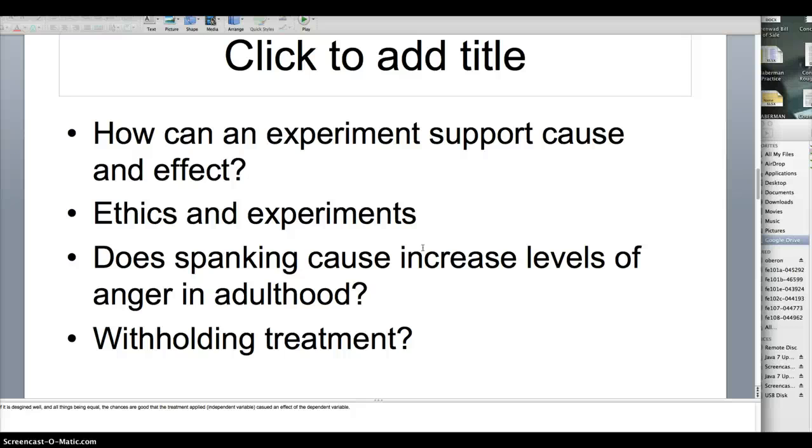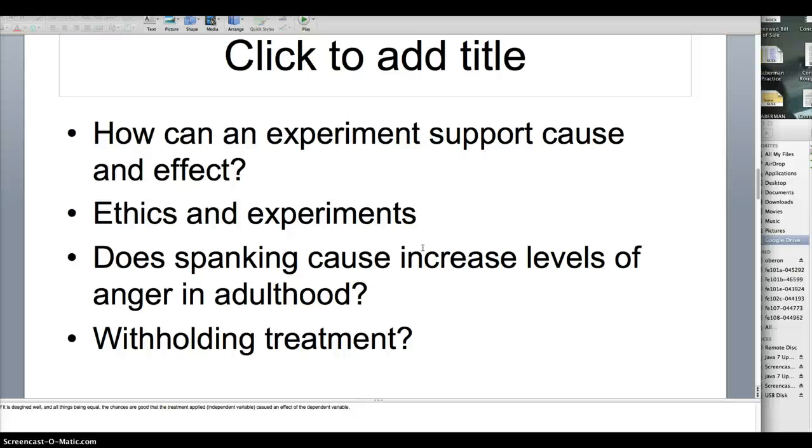Well, if you're really going to do an experiment, then what you would do is you'd have an experimental group of kids and a control group of kids. And no matter the parents' background of the experimental group, you would have to have them spank their kids. And you would have to follow them on through adulthood. And the control group, no matter what the kids did, no matter the background of the parents, you'd say, do not spank your kids. And we want to see if there's a difference, whether or not spanking increases anger in adulthood. Well, that's unethical to do.